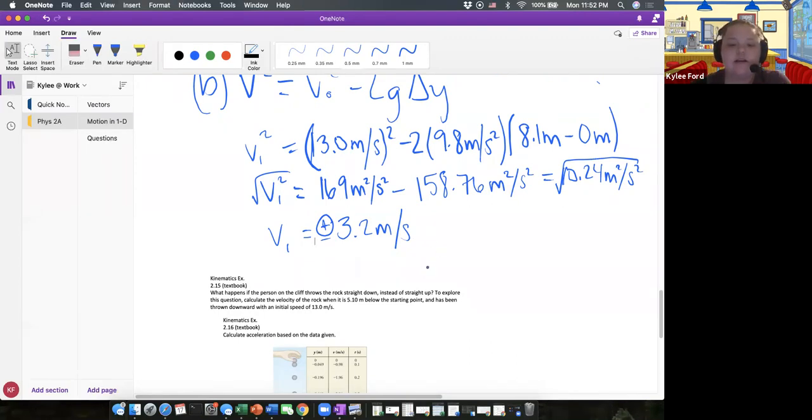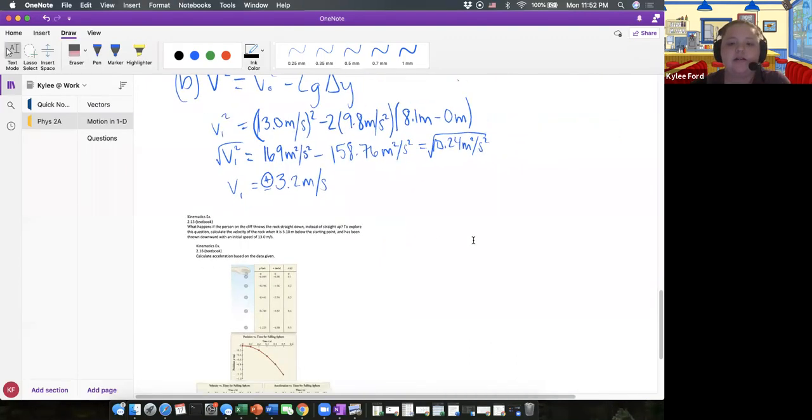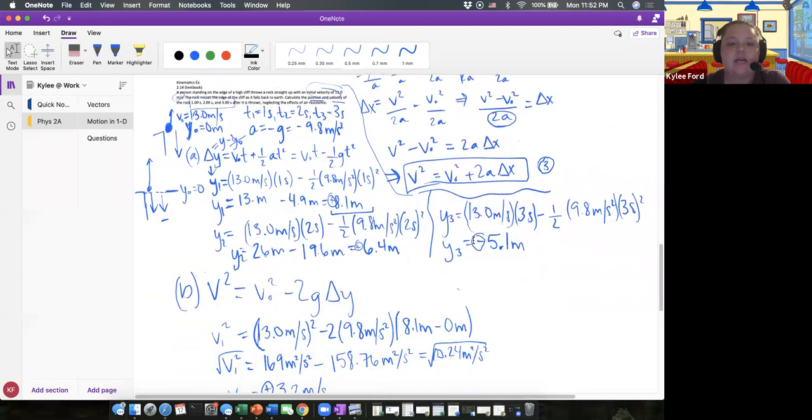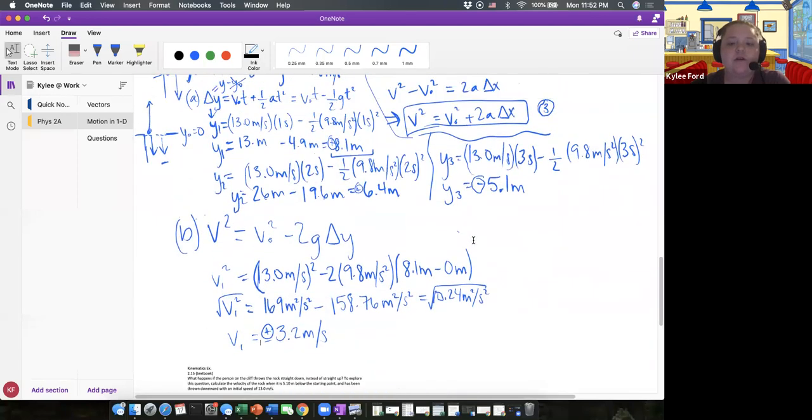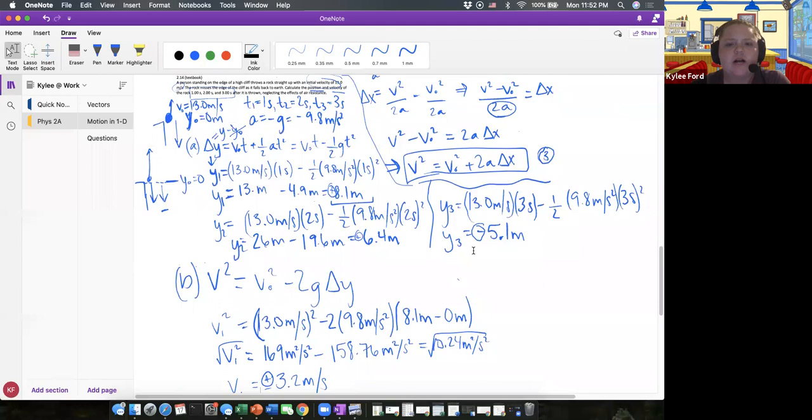Okay, I think I am going to stop there and continue in another video. So you can calculate the other velocities. It'll be the exact same procedure as this one.